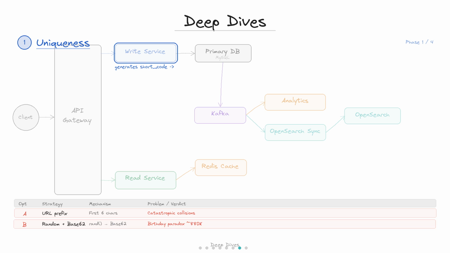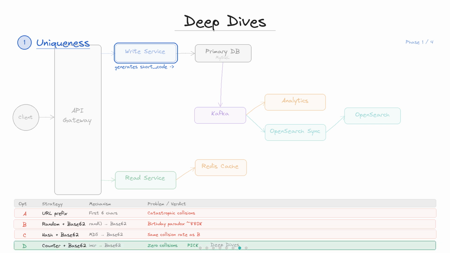Option B. Generate a random number and base62 encode it. This works, but there's a mathematical problem. Due to the birthday paradox, once you have around 880,000 URLs out of a billion, you're likely to see your first collision. Every write would need a database round trip just to verify the code isn't already taken. That adds latency and creates a race condition under high write load. Option C, hash the long URL using MD5 or SHA, then base62 encode the result. This is deterministic, which means the same long URL always generates the same shortcode, a nice property. But the collision rate is identical to option B. You still need to check the database on every write.